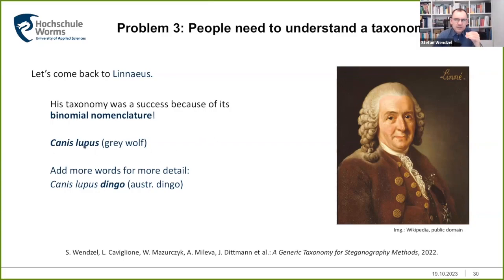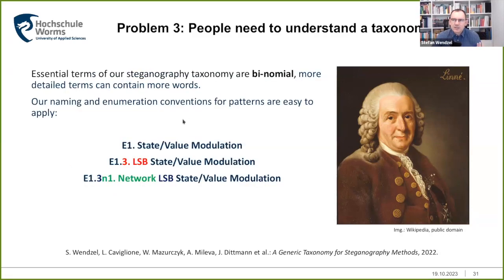So that, and if you want to be more precise in the sense of you have some subcategory of that pattern, of that category, let's call it a category, then you just add terms like dingo for the Australian dingo. And we did something similar here. So we also have essentially binomial nomenclature. So we have states or values that would be what is the object that we focus on, and then we have a word that describes what we do with it. For instance, we perform some kind of modulation.